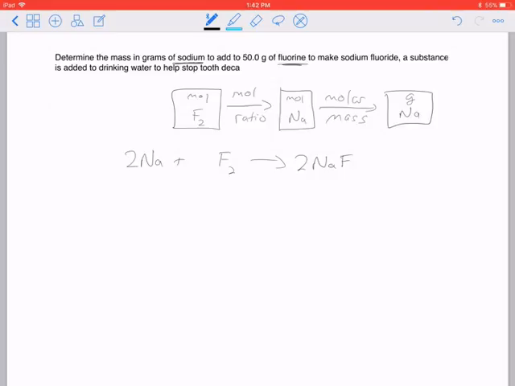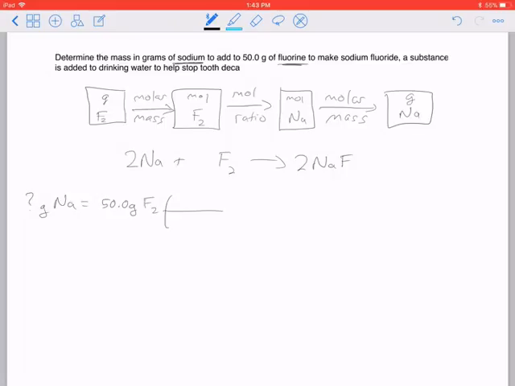And I am also not given moles of fluorine. I am given grams of fluorine. So, once again, I will be using, hey, wait for it, molar mass. All right, so now I have a three-step problem, okay? But it's all dimensional analysis, and I can do it all together. So I'm going to set it up as question mark grams sodium equals 50.0 grams fluorine.